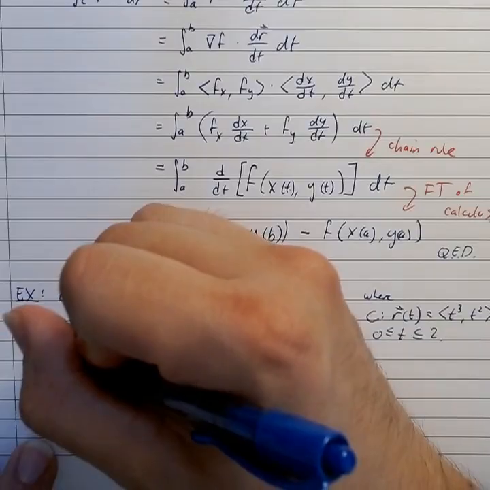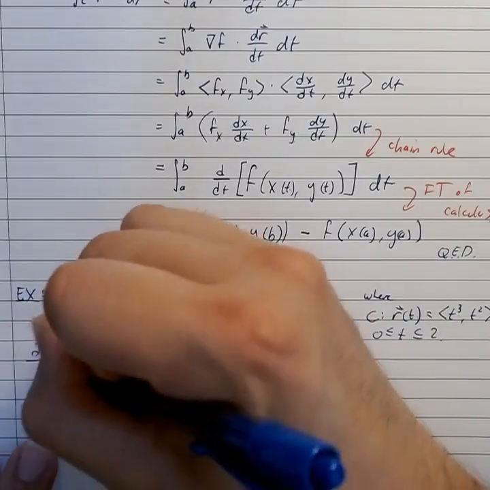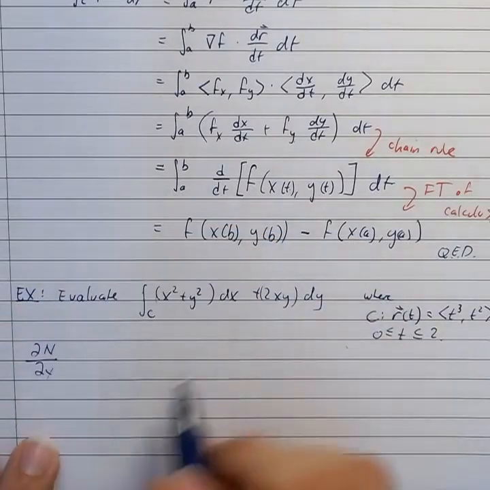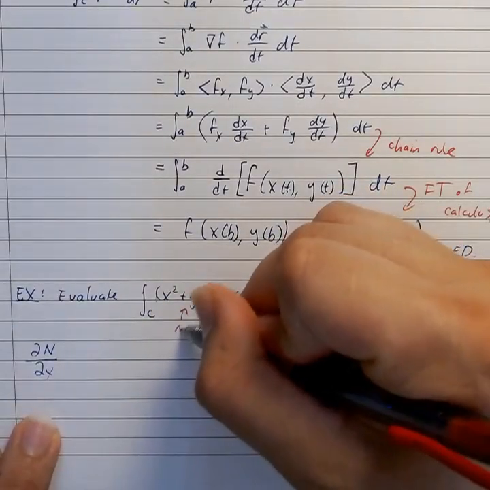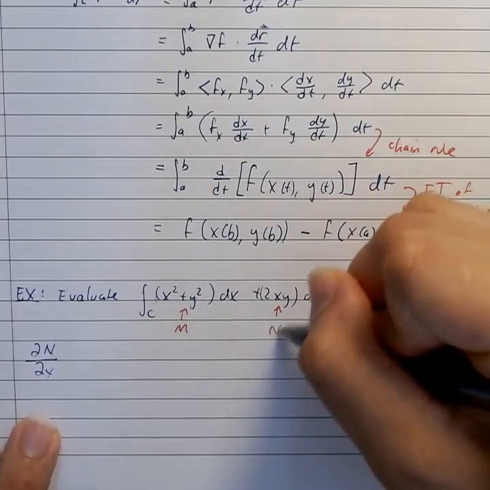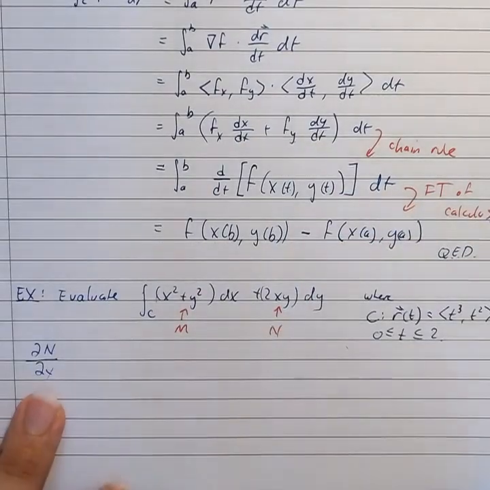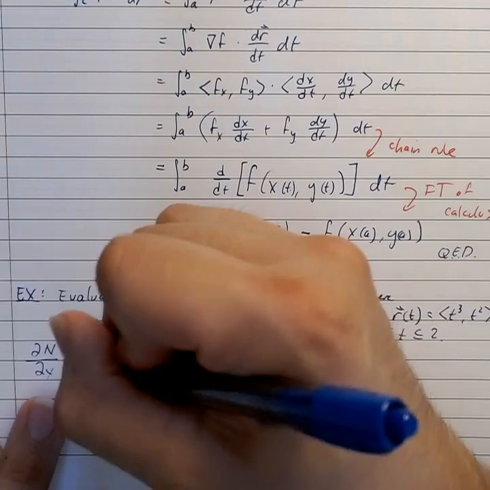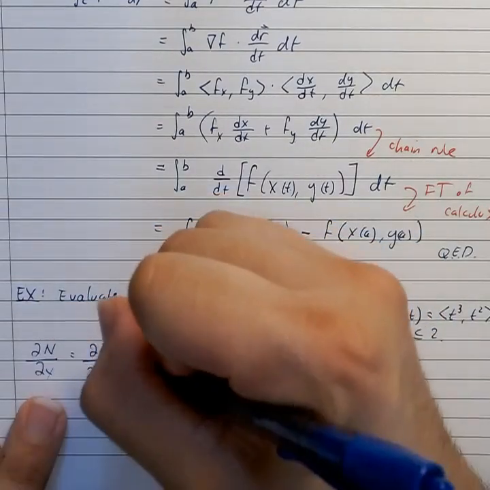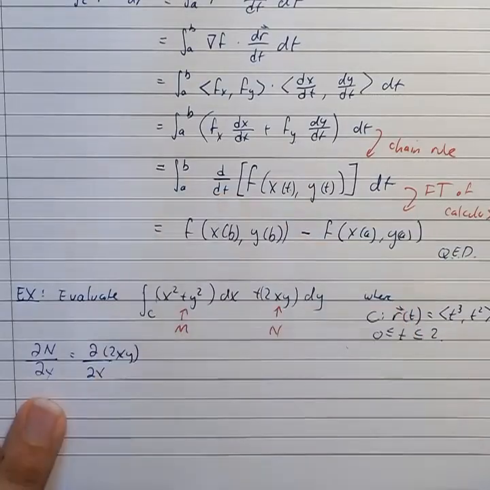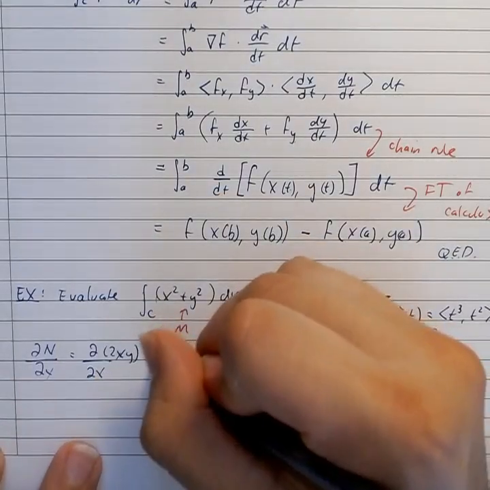Let's go ahead and find the partial of n with respect to x. Now remember here, when written in its differential form, this is your m and this is your n. So when we say del n del x, we mean the derivative with respect to x of 2xy, which is just going to be 2y.